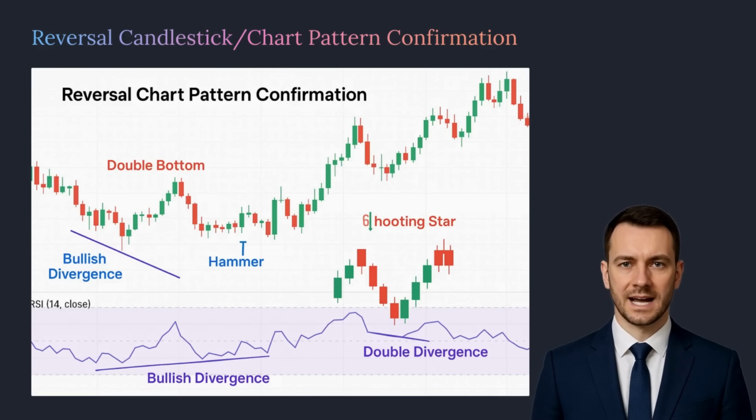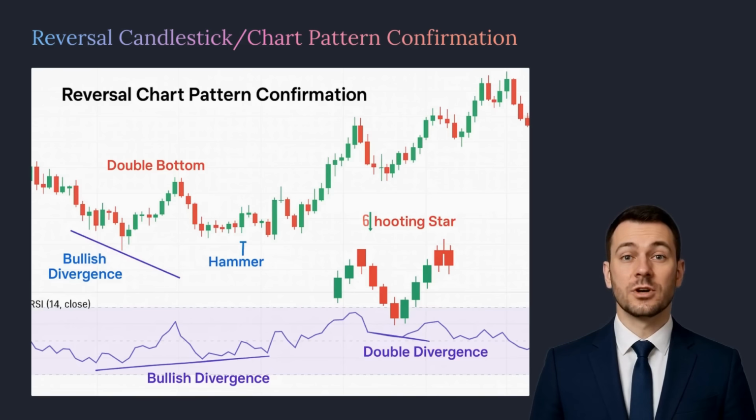Candlestick or chart pattern. Look for a reversal candlestick pattern or small chart pattern at the point of divergence. For instance, after a bullish divergence you might see a double bottom, a hammer candle, or bullish engulfing pattern. After a bearish divergence, you might spot a double top, a shooting star candle, or bearish engulfing. These patterns provide a second source of confirmation that aligns with the divergence signal.